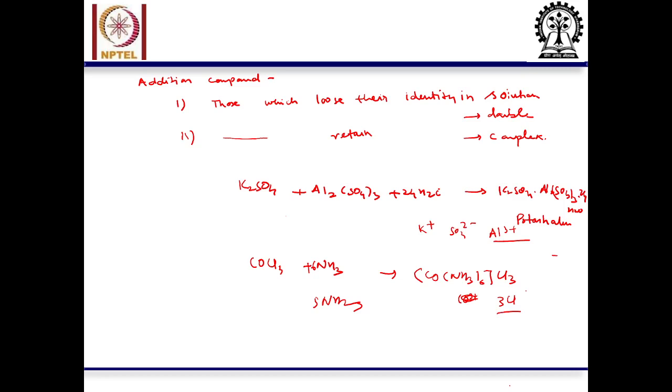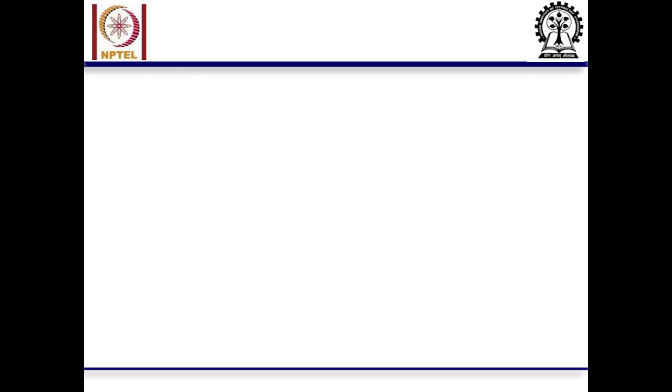So Werner proposed a number of the complexes of different kinds of metal, basically cobalt, nickel, iron, platinum, platinum 2+ and platinum 4+, etc. So who is Werner?